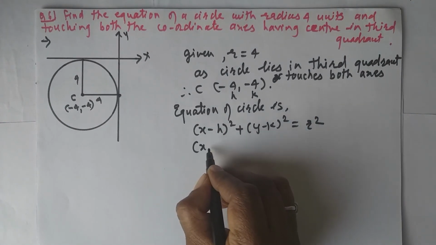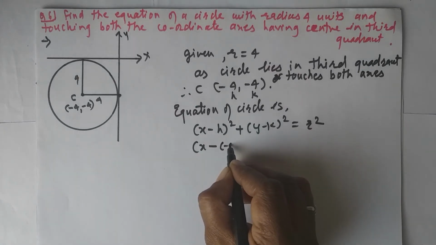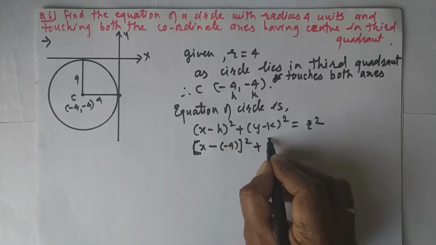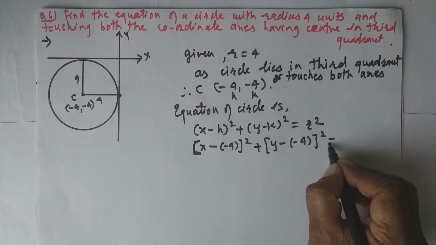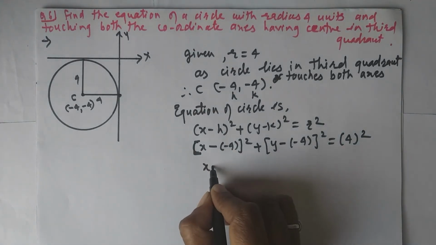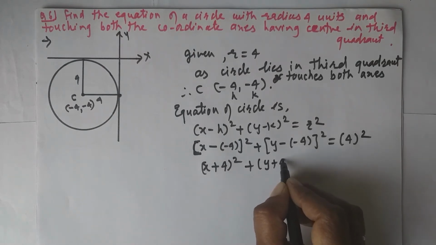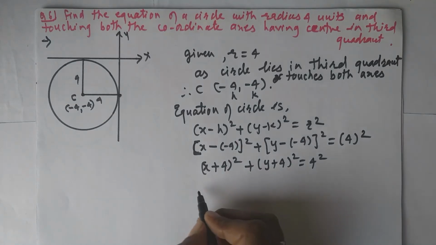Now here the value of x is minus 4. Therefore I will write this minus 4. (x minus of minus 4) square plus (y minus of minus 4) square, and here the radius is 4, its square. This minus minus becomes plus, means (x plus 4) square plus (y plus 4) square is equal to this 4 square. Now simplify this.